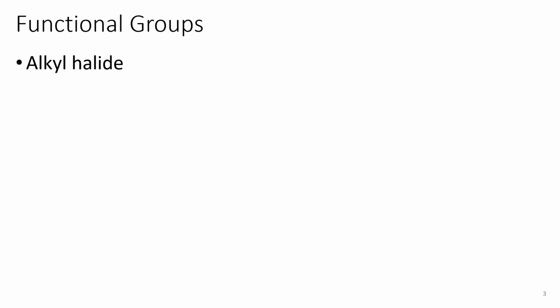The next is going to be an alkyl halide. For an alkyl halide, this is going to be a carbon atom attached to a halogen. Those halogens can be things like our fluorine, our chlorine, our bromine, or our iodine. So this is going to be an alkyl halide. Those halogens will typically contain 3 lone pairs.